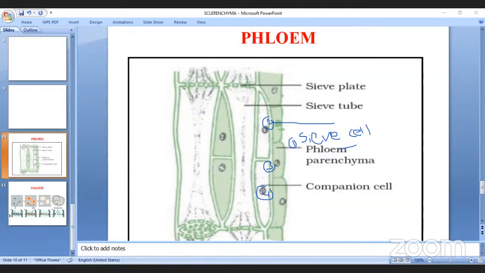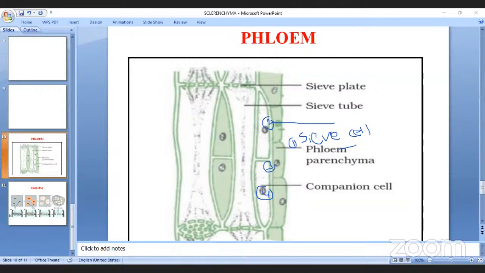In this, only the phloem fiber is a dead cell. Except the phloem fiber, the rest are all living cells. Let's discuss one by one. First, sieve cells. Just compare with tracheids. Are you following me? Yes, sir. Right. So the sieve cells, like tracheids, are single, narrow, somewhat elongated cells with pointed end walls.